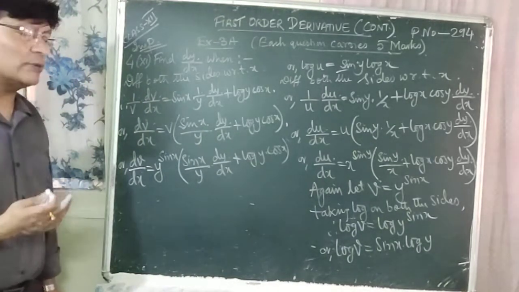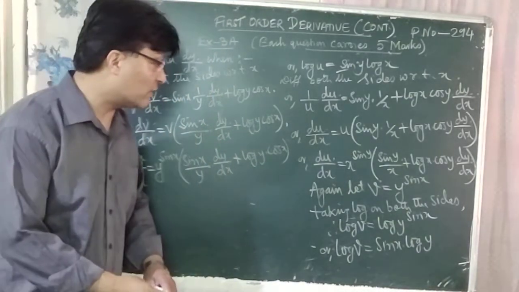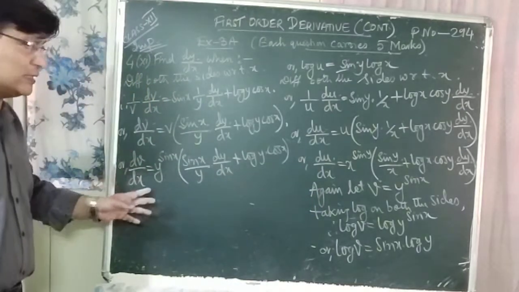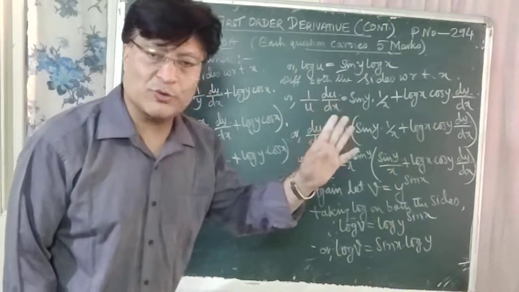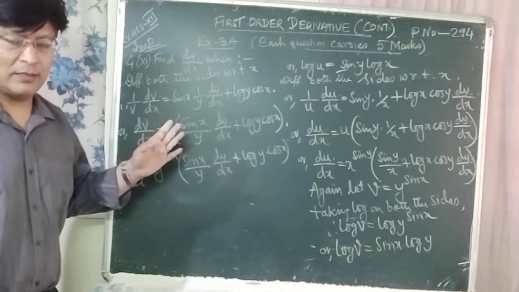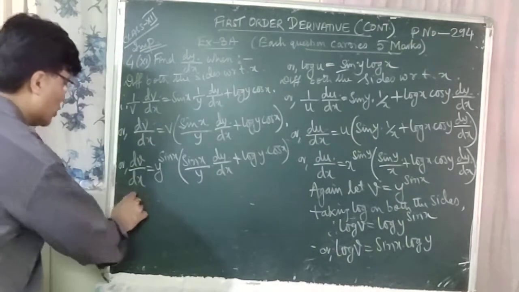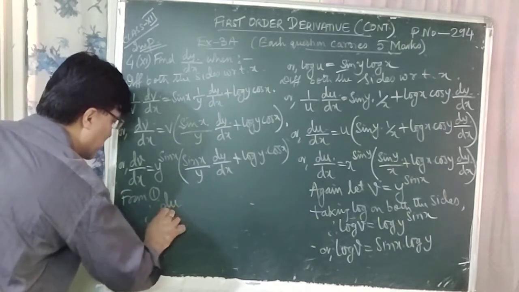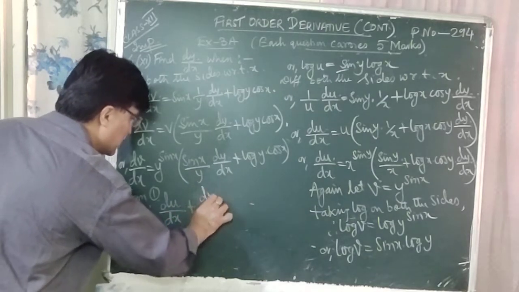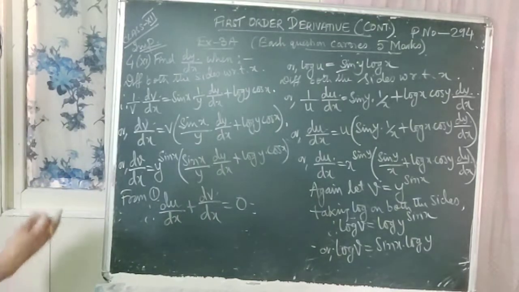So now what will you do in the next step? Since you have to find out the value for dy by dx, you can put the value for du by dx and dv by dx in equation number 1. We had marked equation number 1 in the beginning, that is du by dx plus dv by dx is equal to 0. So from 1 we have du by dx plus dv by dx is equal to 0. Let us put the values of du by dx and dv by dx.